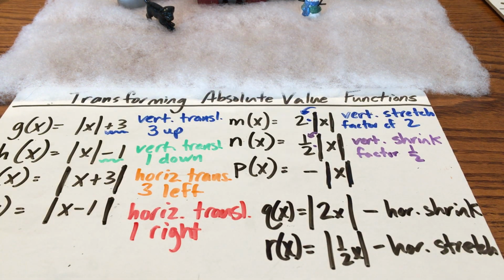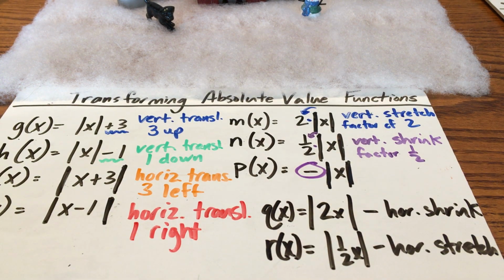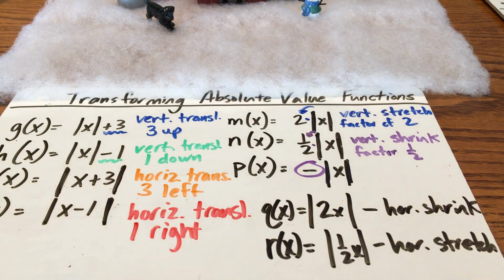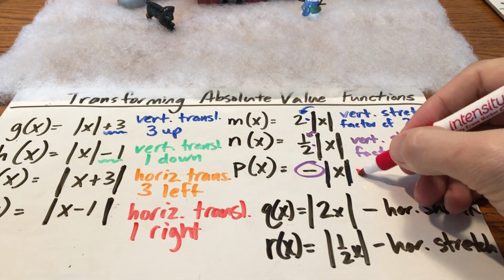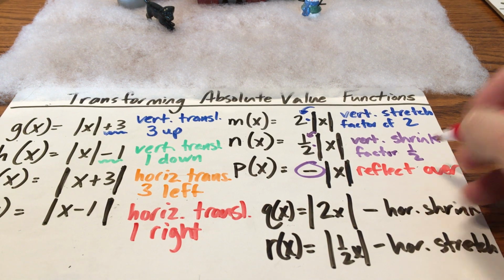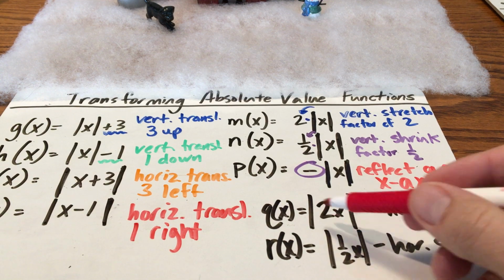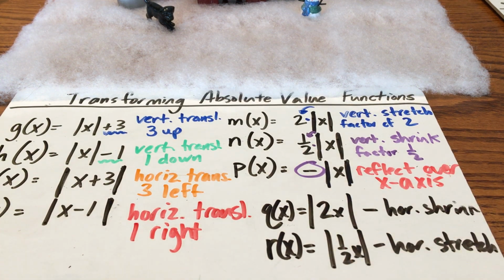The only one that I haven't discussed yet is this guy right here. If there's a negative sign, a situation where they flipped the sign from positive to negative, this is whenever you have a reflection. Let me switch to a different color so it doesn't blend in with the other purple there. This is a reflection over the x-axis. If they had the negative sign inside, that would be a reflection over the y-axis, but we are not discussing that in today's lesson, so I don't think that'll ever happen.